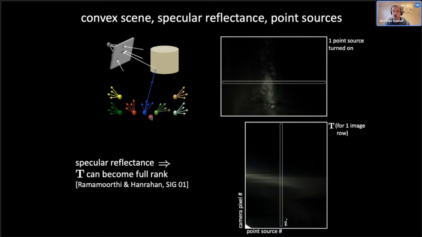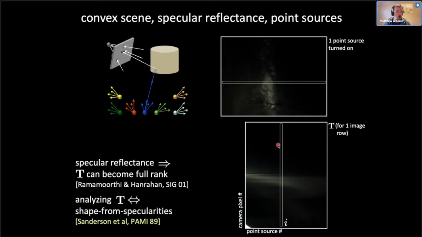That is, every point source, ideally, if this was a perfect mirror, would only produce a response at a couple of different camera pixels. And so what we have is basically a matrix which is very, very high rank in this case. And that information can also potentially be used for recovering shape from specularities, which is yet another subject that has been analyzed to a fair extent. So this matrix has very different properties than before, but we can try to take advantage of the way that light specularly reflects off of objects to try to infer 3D shape.